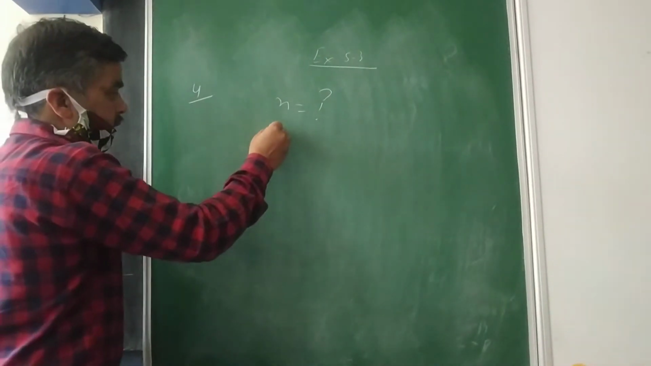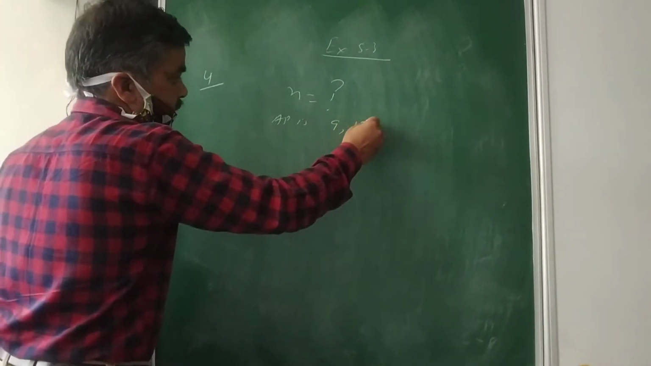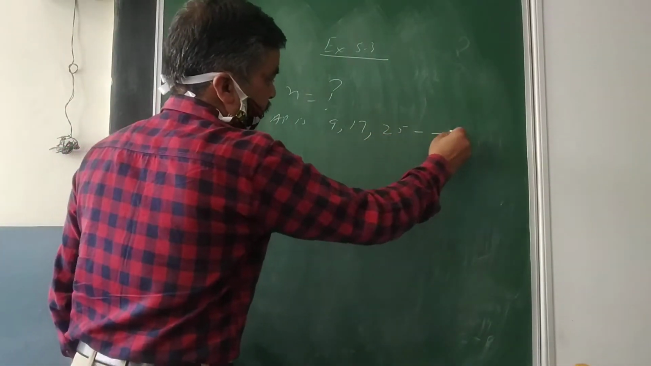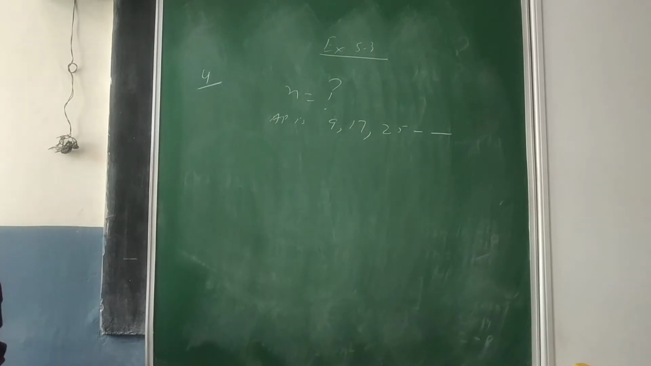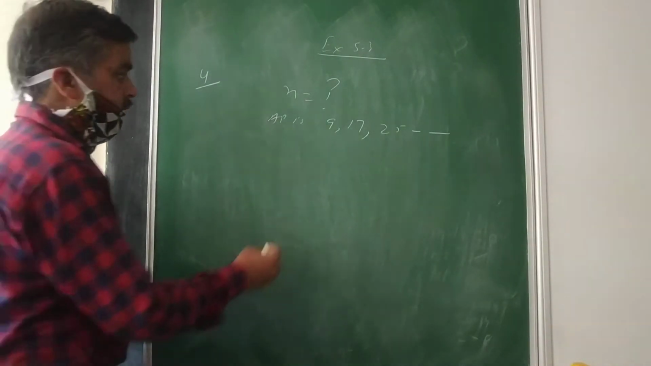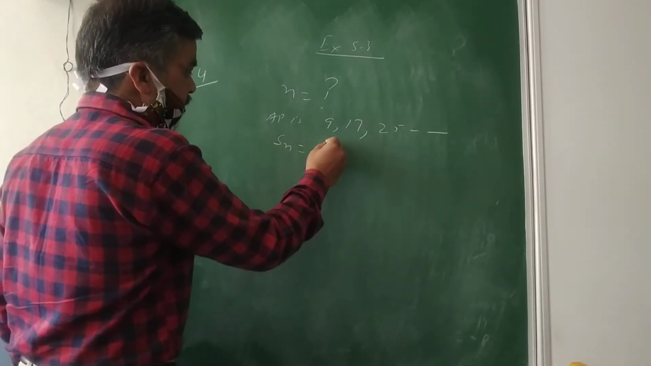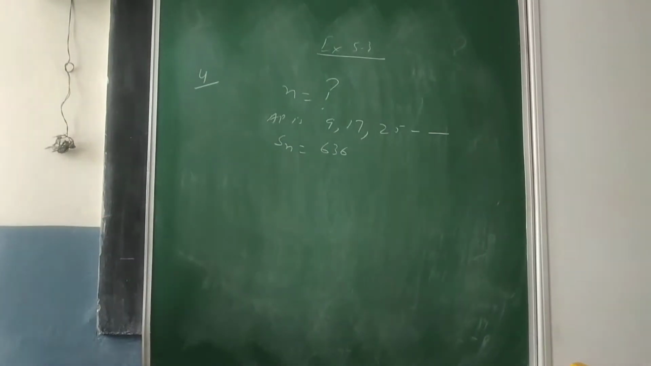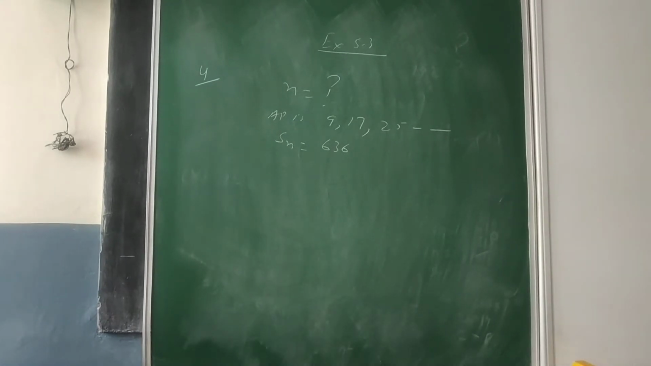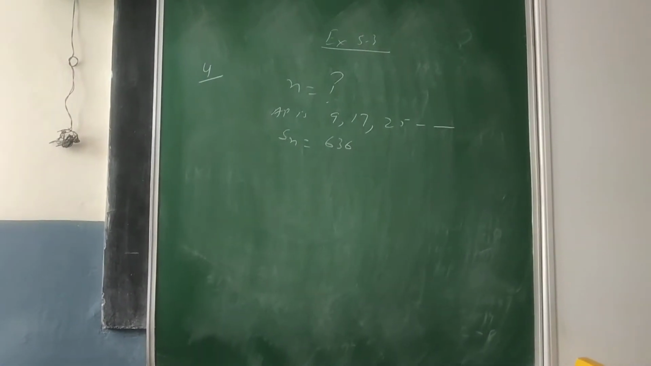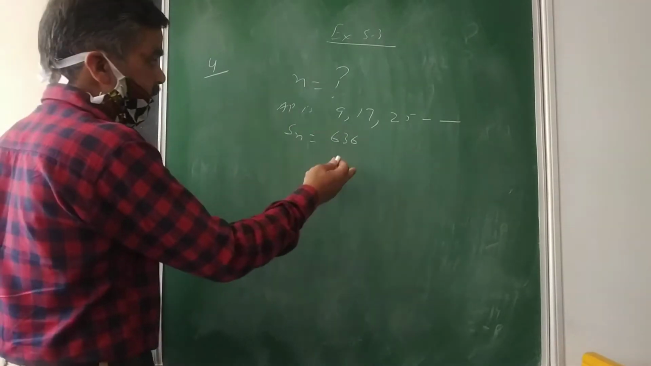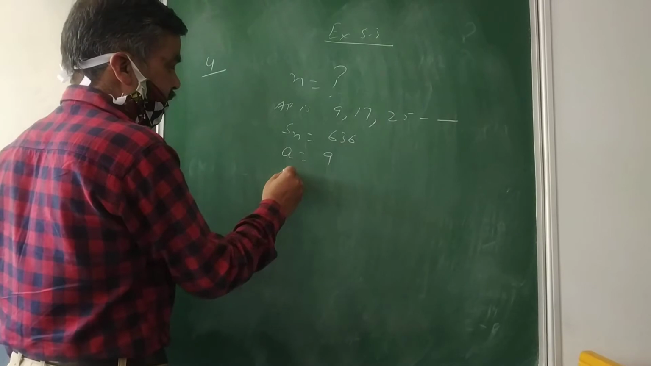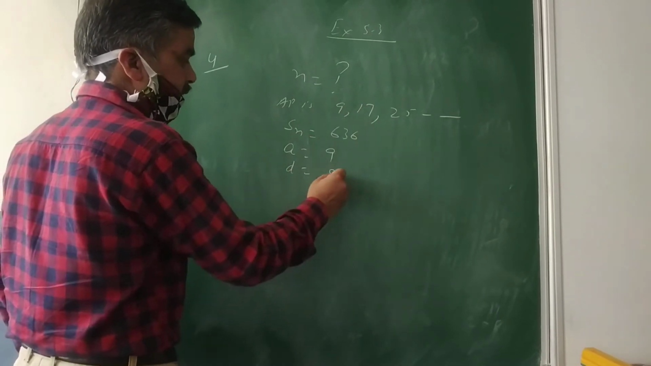The AP is given: 9, 17, 25 and so on. It must be taken to give a sum of 636. So Sn is given, 636. So the sum of all this is given, that is equal to 636. How many terms means Sn is given, and I have to determine n. A is there, what is that? 9. D is there: 17 minus 9 is 8.